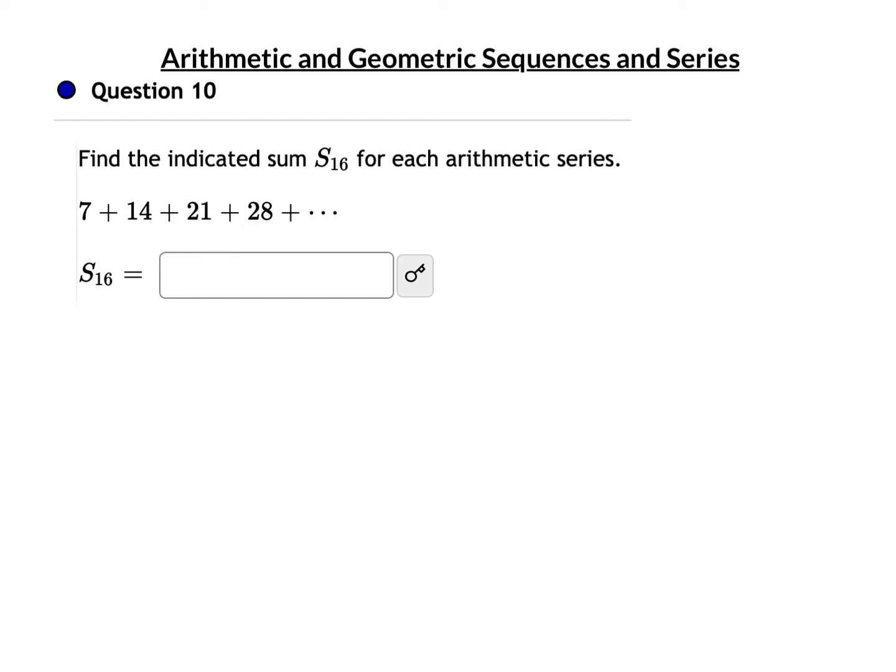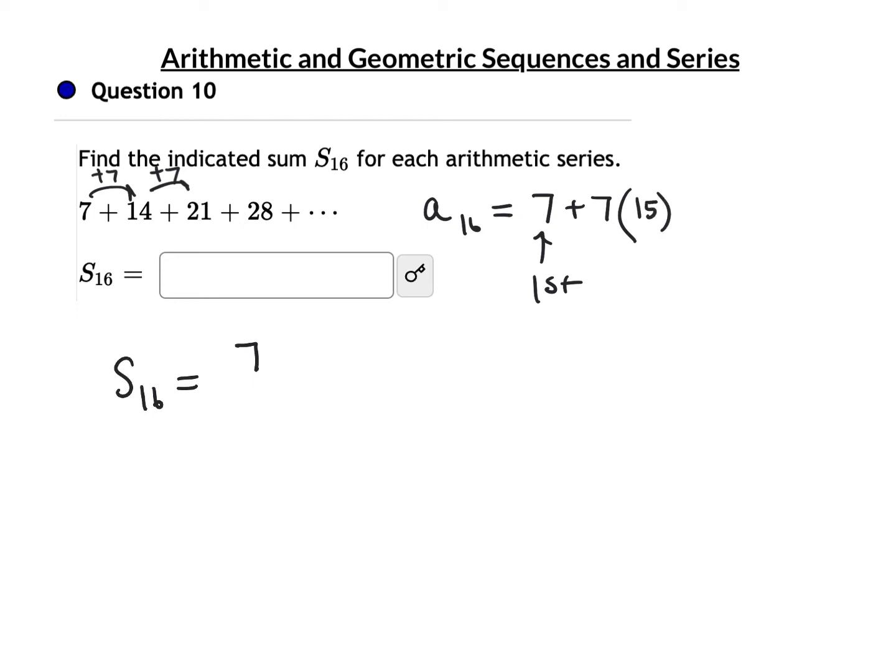Question 10 is about partial sums. To find S sub 16, we take the first and the last term. Uh-oh, we need the last term. A sub 16 would be equal to 7, the first term. Notice we're increasing by 7 in this list, plus 7, plus 7. So the common difference is 7. And to get from the first spot to the 16th spot, we only have to add 7 15 times. 7 times 15 is 105, plus 7 is 112.